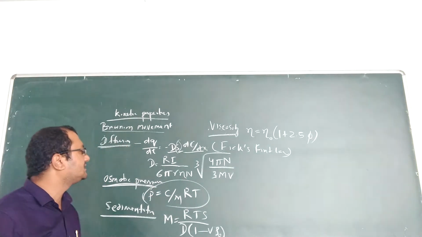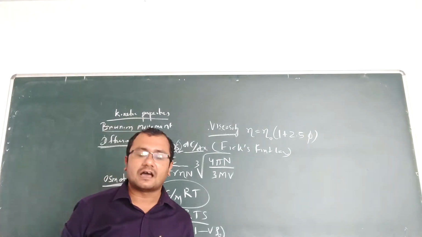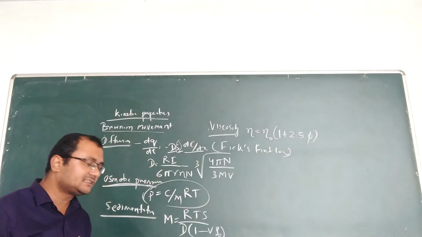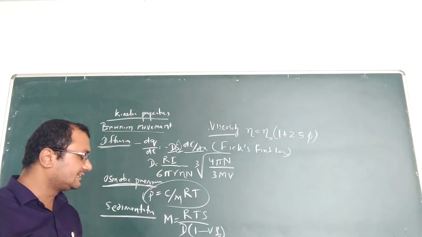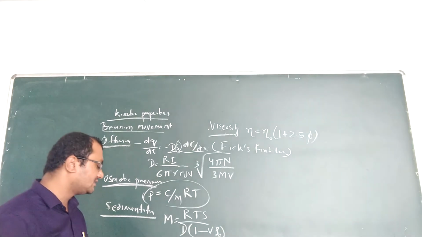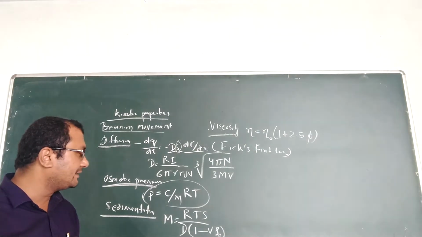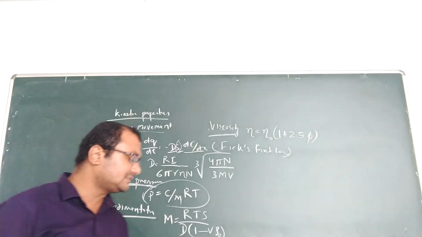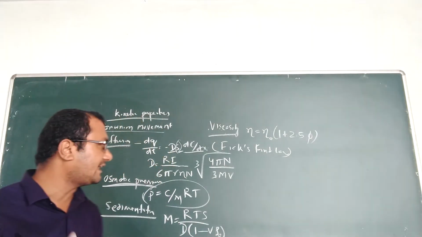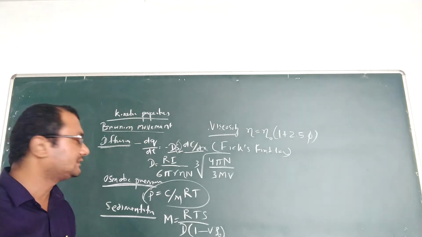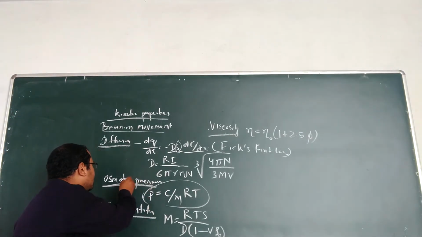P is equal to C divided by M into RT. P means osmotic pressure, C means concentration of solute, and M means molecular weight, R means the ideal gas constant, T means absolute temperature. So this is one property.